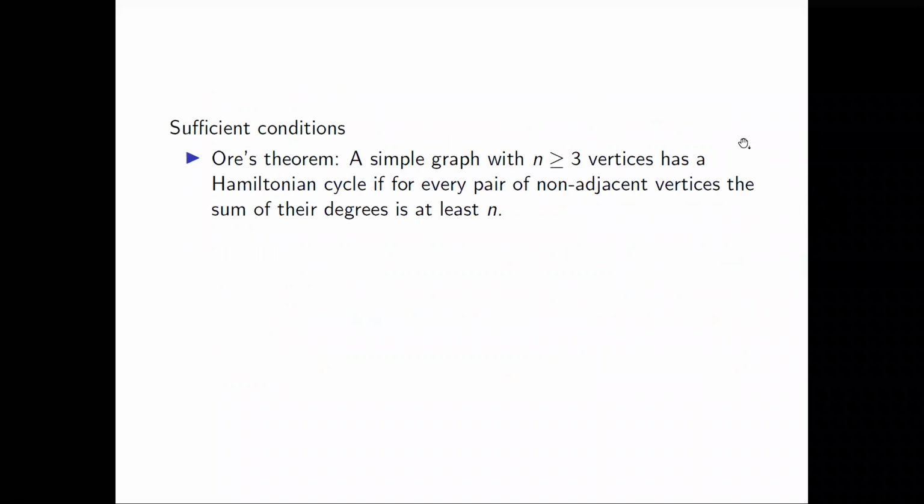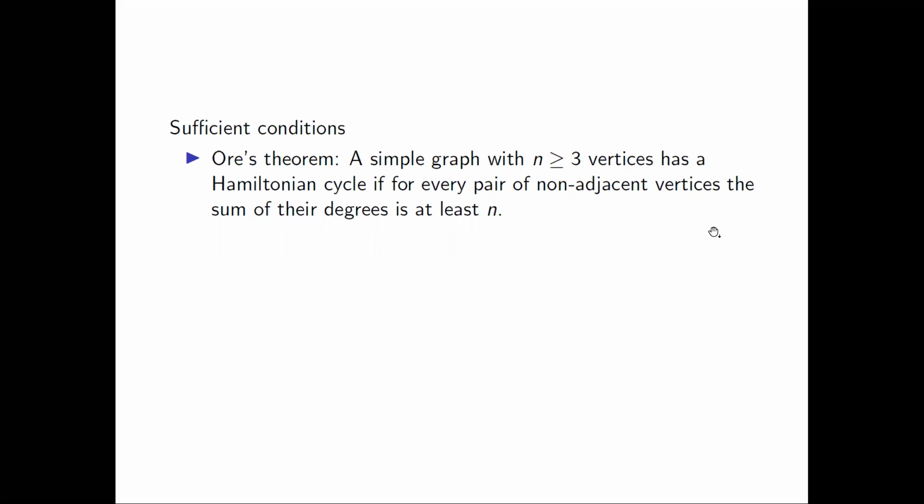This theorem was proved in the middle. So these theorems were proved pretty far apart in different decades. And this one implies the next one. The next one was proved before this one. So this one, Ore's theorem, says a simple graph with at least 3 vertices has a Hamiltonian cycle if for every pair of non-adjacent vertices, the sum of their degrees is at least the order of the graph.